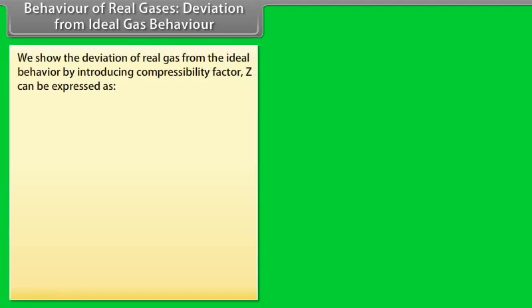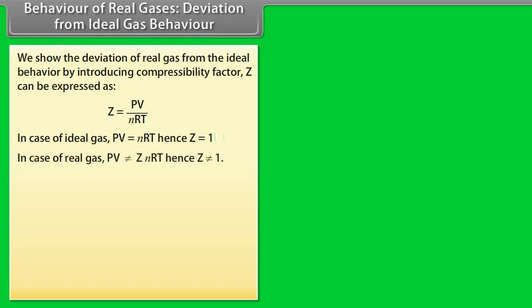Behavior of real gases. Deviation from ideal gas behavior. We show the deviation of real gas from the ideal behavior by introducing compressibility factor. Z can be expressed as Z = PV/nRT. In case of ideal gas, PV = nRT, hence Z = 1. In case of real gas, PV ≠ nRT, hence Z ≠ 1. Thus, in case of real gas, the value of Z can be less than 1 or greater than 1.